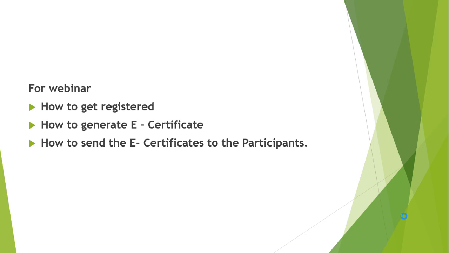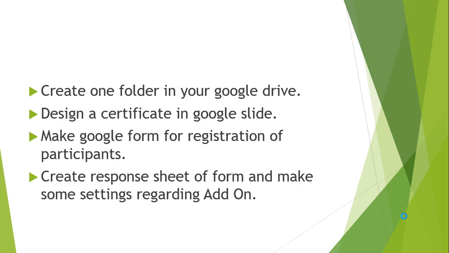So we create a Google Form to accept the registration for the event. Those entries will go to Google Sheets. From this Google Sheets entry, how to generate the e-certificate and how to send it to the participant, we are going to see in this lecture. So it has its own default steps.